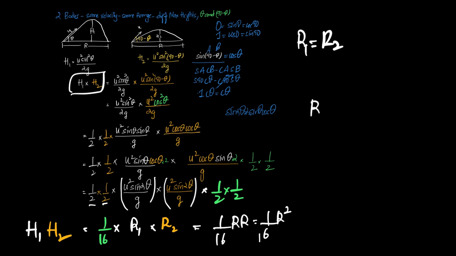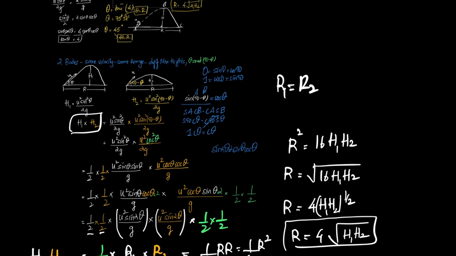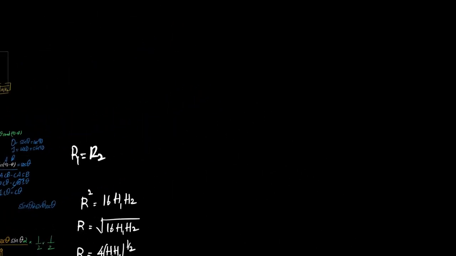So, what is r square equal to? R square is equal to 16 into h1 h2, and what is r equal to? R is equal to root of 16 into h1 h2, and therefore r is equal to 4 into h1 h2 raised to 1 by 2, or let us write it much more clearly. So, r is equal to 4 into root of h1 h2, right?